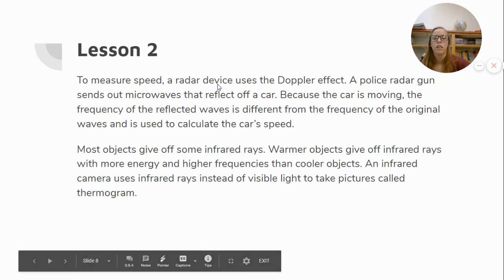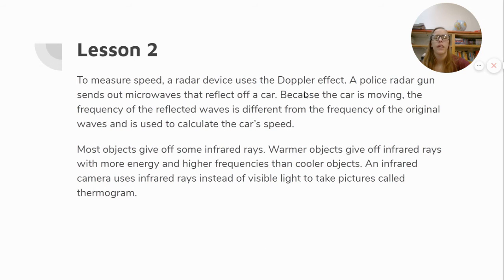To measure speed, a radar device uses the Doppler effect. A police radar gun sends out microwaves that reflect off a car. Because the car is moving, the frequency of the reflected waves is different from the frequency of the original waves and is used to calculate the car's speed. Most objects give off some infrared rays. Warmer objects give off infrared rays with more energy and higher frequencies than cooler objects. An infrared camera uses infrared rays instead of visible light to take pictures called thermograms.